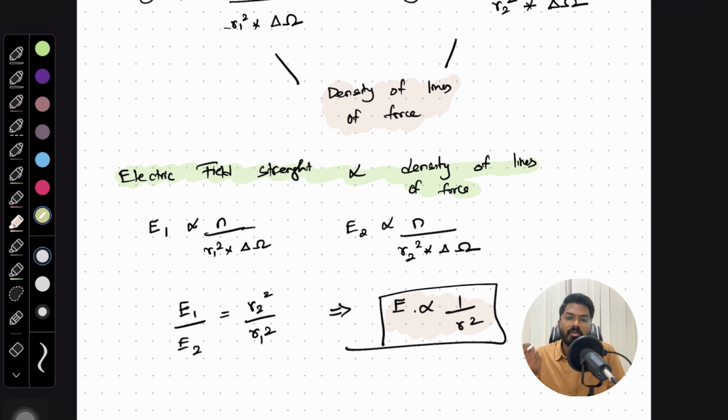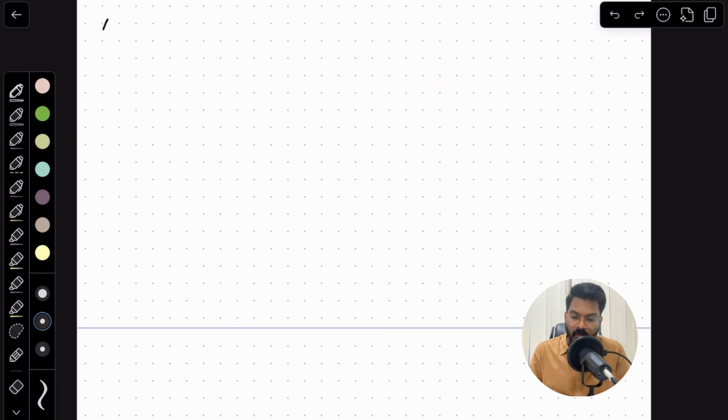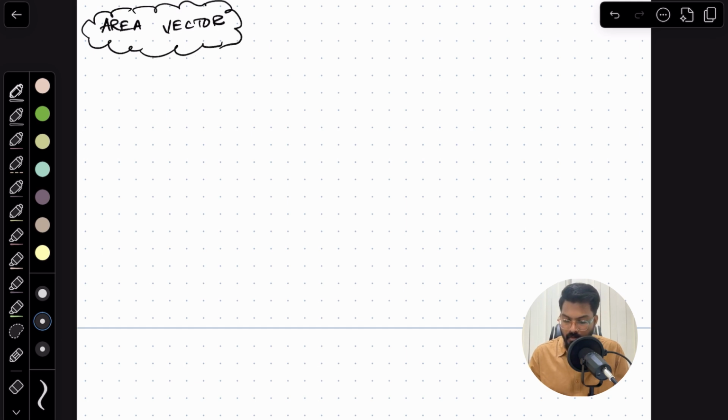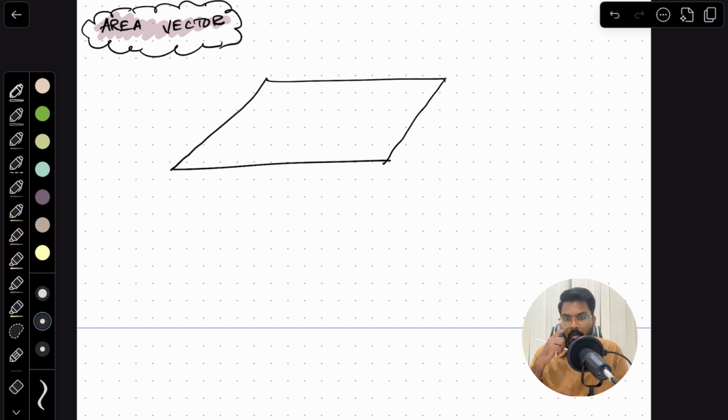We are going to speak about a concept called area vector. We'll see what is an area vector. Now let's consider a planar area. That means this area is present on a plane. So I will call it a planar area.